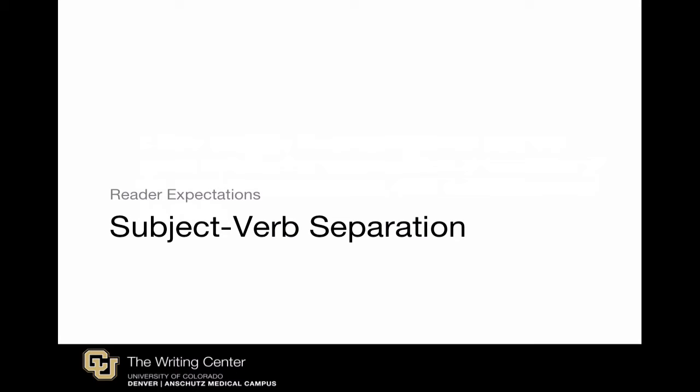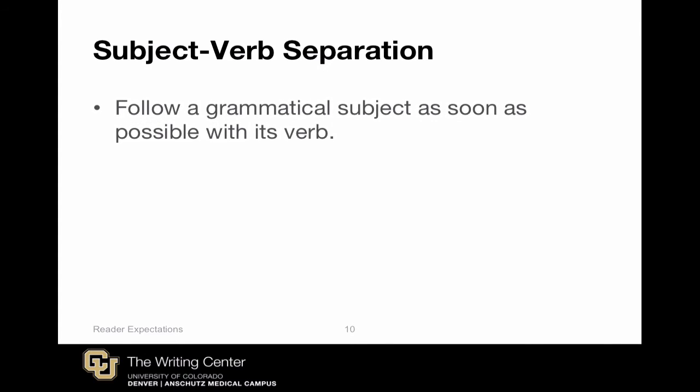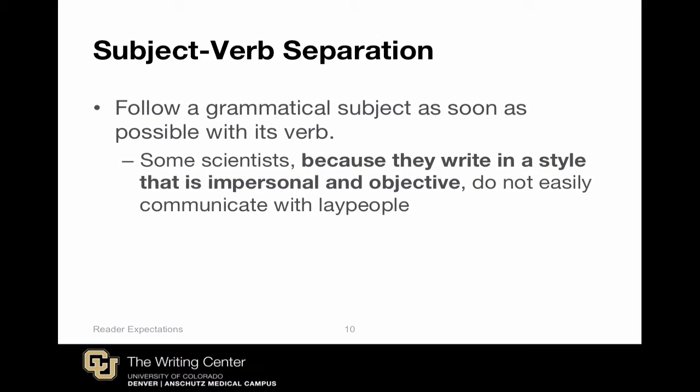Next up, subject-verb separation. After learning the subject of a sentence, readers want action. They want the subject and the verb as close together as possible so they can connect the who with the what. But scientific writing often obscures action, placing it so far away from the subject that readers have a difficult time even finding it. Let's look at an example.